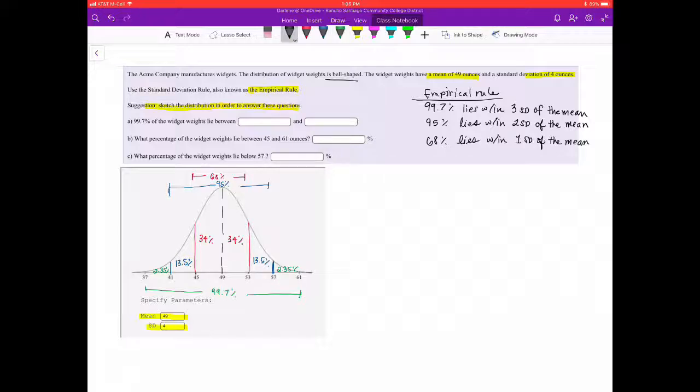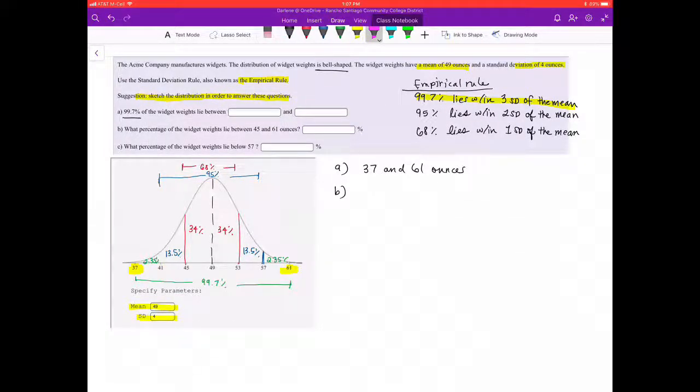So let's go ahead now. We're all set up. We sketched the graph with the percents using the empirical rule. Let's start answering the questions. Part A says 99.7% of the widget weights lie between, well, we said 99.7% was 3 standard deviations from the mean. So here it would be the green, right? 1, 2, 3. And those endpoints are 37 and 61 ounces.